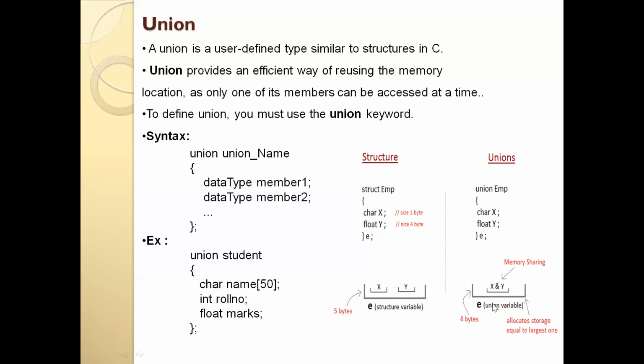That same memory will be allocated and shared by all the members of the union variable. Here, if you see in this example, how much memory will be allocated for this E variable? 4 bytes of memory will be allocated, and that 4 bytes will be shared by both X and Y variables. You can clearly understand with one more example in the coming slide.